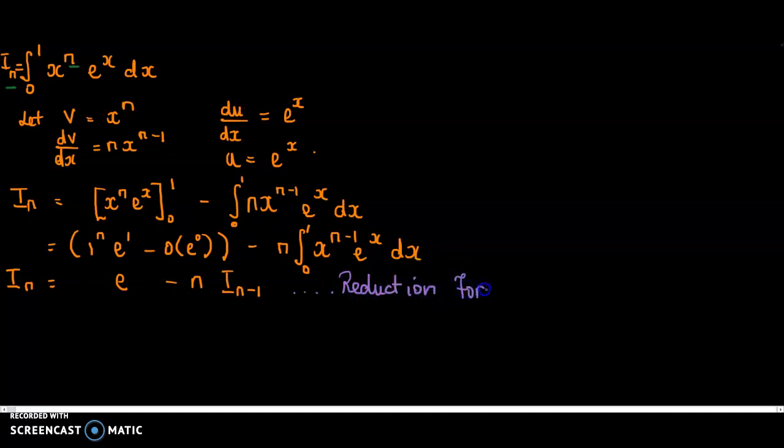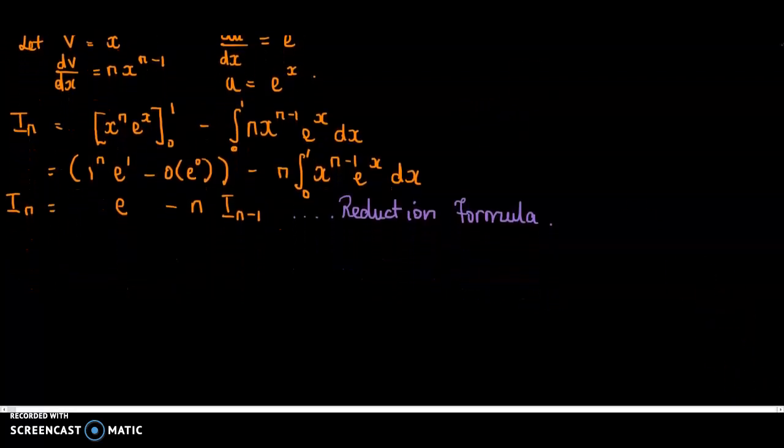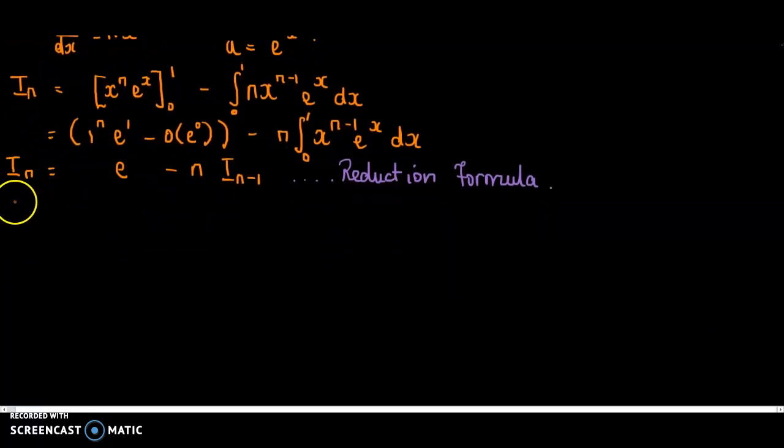And let's see how we can put this to use. Let's say we want to find the value of I4. Now I4 is really the integral between 0 and 1 of x to the 4th e to the x dx. So using our formula here, I'm going to substitute n is 4, and I4 is equal to e minus 4 times I3.